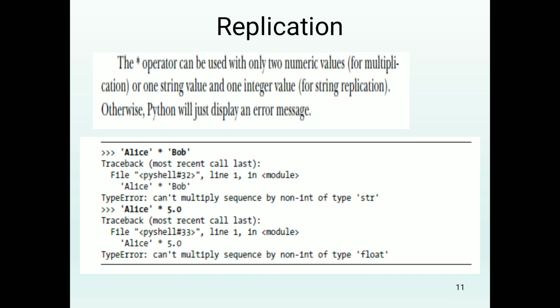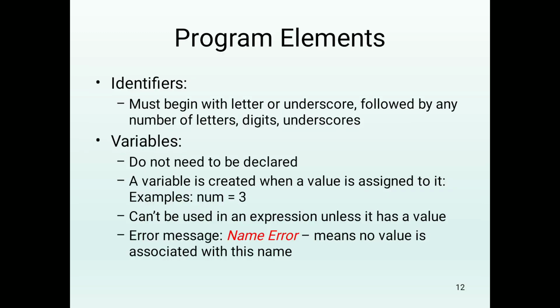Okay, here is another example. You can see Alice star Bob, which results in an error because we can't multiply a string with another string. We can multiply a string with an integer value only, and we can't multiply a string with a floating value also. So if they are giving 5.0, that also results in an error. So this is done with string replication. Hope you understand, right?